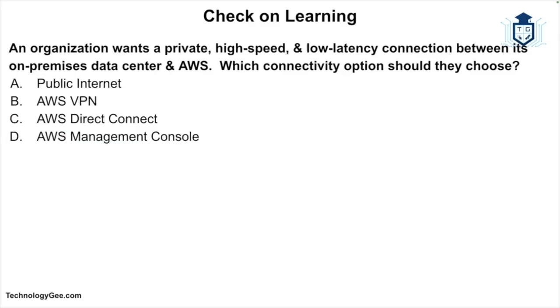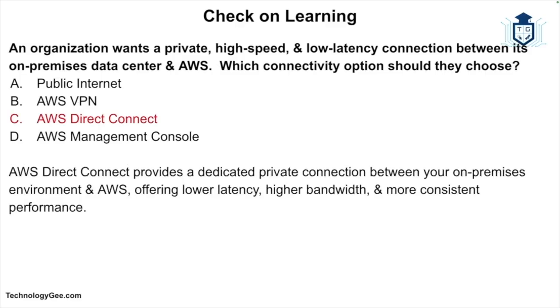And our final question is: an organization wants a private, high-speed, and low-latency connection between its on-premises data center and AWS. Which connectivity option should they choose? Should it be the public internet, AWS VPN, AWS Direct Connect, or the AWS Management Console?